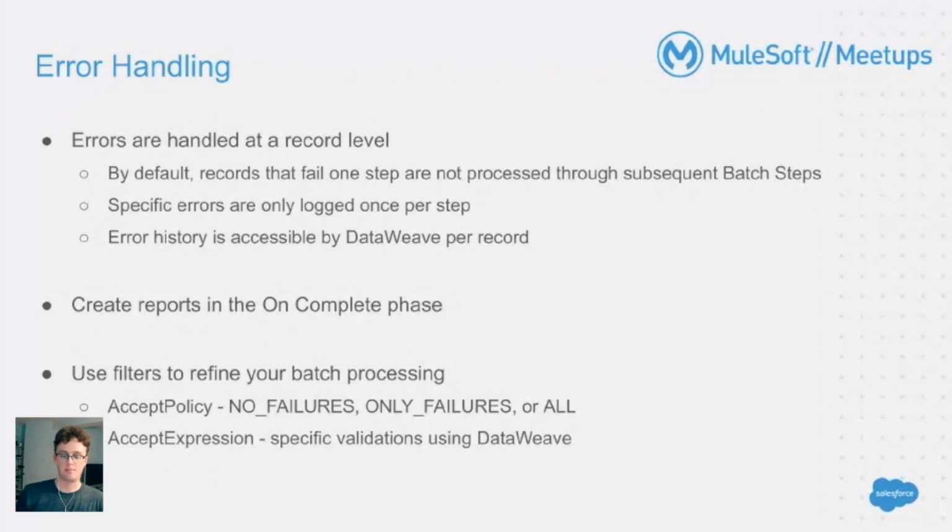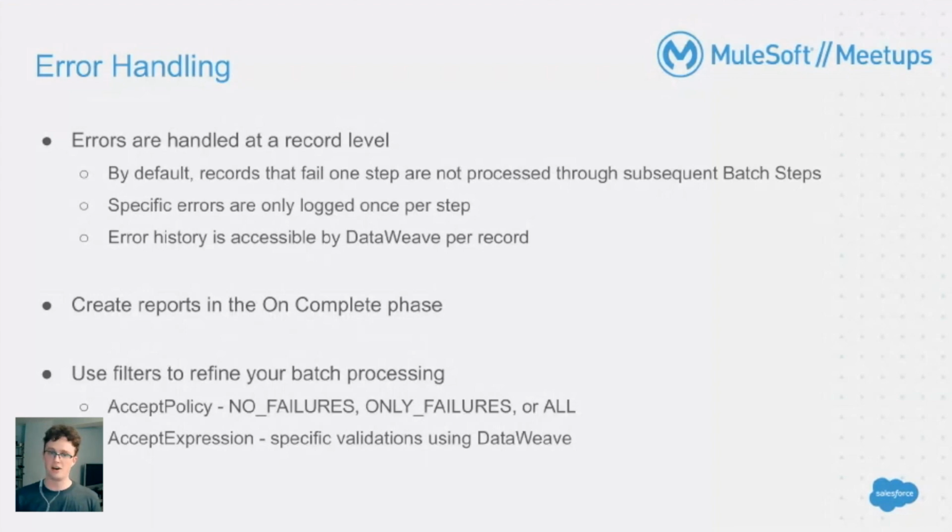So the accept policy has 3 options: no failures, only failures, or all. The default is no failures. So if a record fails a previous step, it's not going to go into any of the subsequent steps unless you set up a step to accept failures. And you say, if it failed in this step, it goes into this step and we do something with it. Maybe we log it, maybe we try it again, maybe we send someone an email about it. And that's how you can handle those failures on a more specific level.